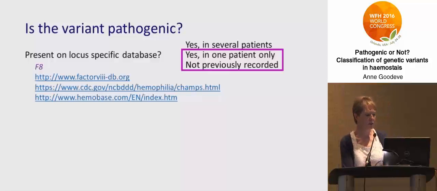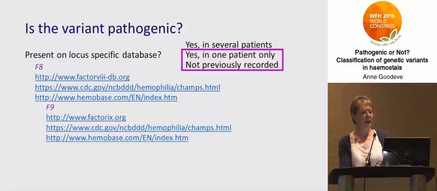So Barbara's mentioned a couple of these already. For factor VIII, there are three different resources that we can query. There's the database held in London for factor VIII. There's the one in the States, the CHAMPS database. And there's Hemobase held in Spain, which is a fairly small repository.